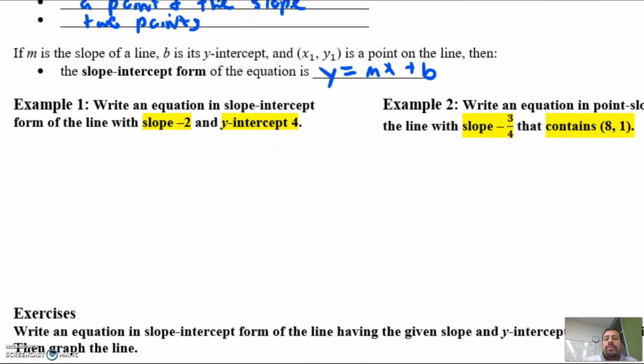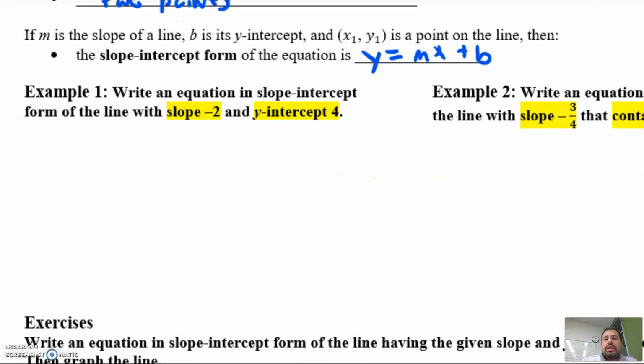So, in our first example, write an equation in slope-intercept form of the line with a slope of negative 2 and a y-intercept of 4. Okay, slope's negative 2, y-intercept's 4. Our equation of a line is y equals mx plus b, right? So I'm just going to start by writing that down. y equals mx plus b.